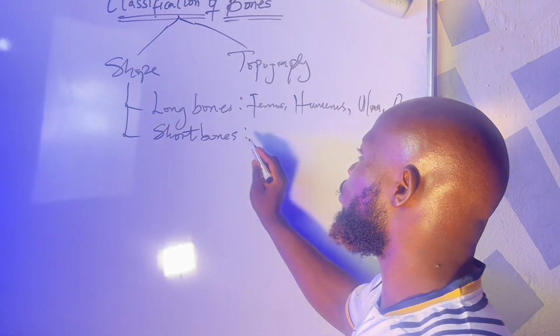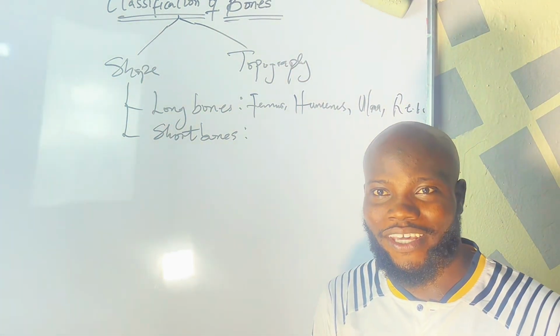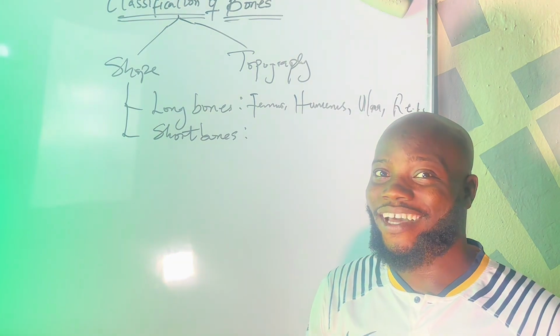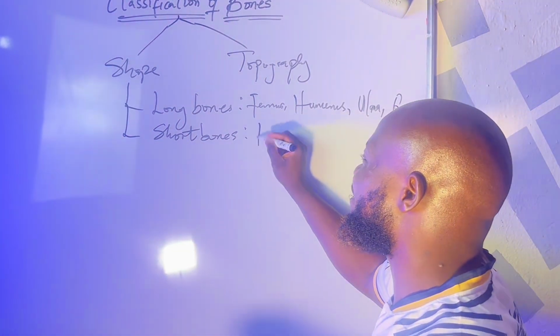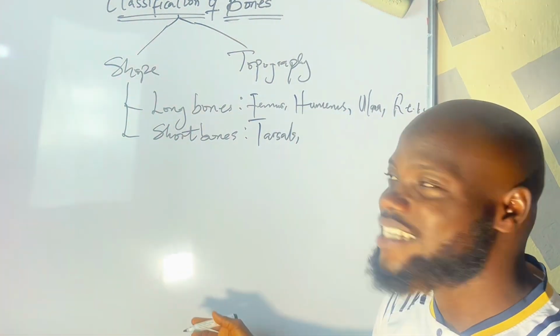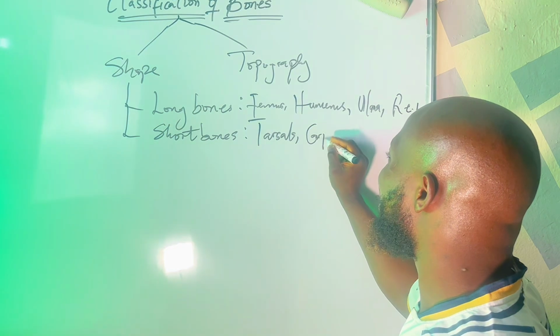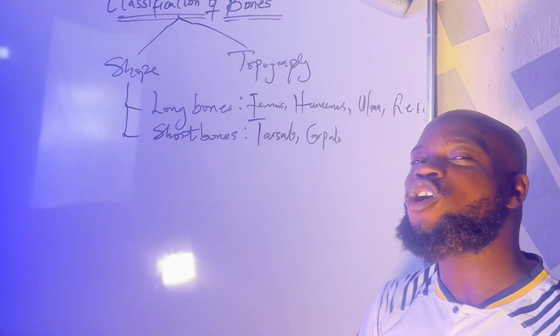Short bones are bones that are short. There is no way you expect me to explain it more than that. Examples are tarsals, metatarsals, then we also have carpals and metacarpals. These are all short bones.